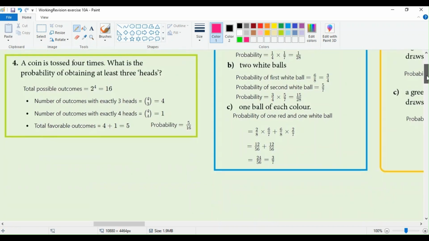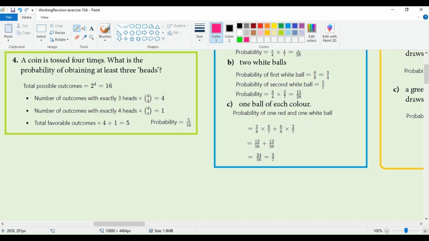Now comes a question where a coin is tossed 4 times. Now 4 is very important. What is the probability of obtaining at least 3 heads? Total possible outcomes are 2 power 4, which is going to be 16. The number of outcomes with exactly 3 heads is 4C3, that means 4 is going to be the answer. The number of outcomes with exactly 4 heads, 4C4, is going to give us 1. This I have explained to you in exercise 5. Now comes favorable outcomes, 4 and 1, which is 5. 5 out of 16 is going to be the final answer for this question.